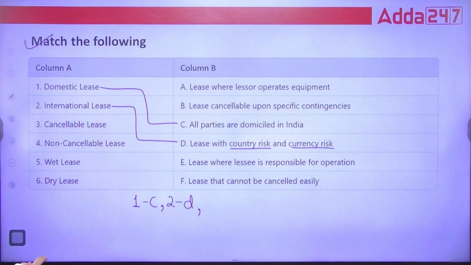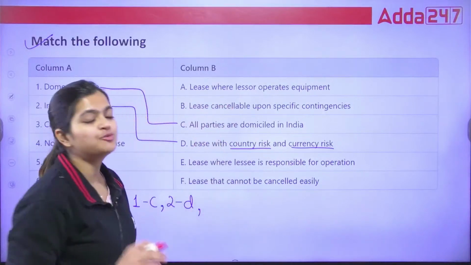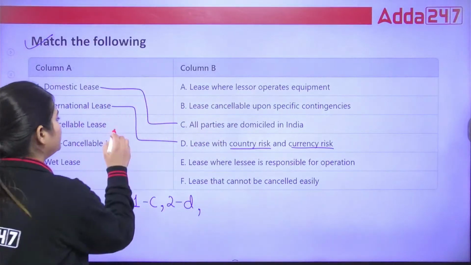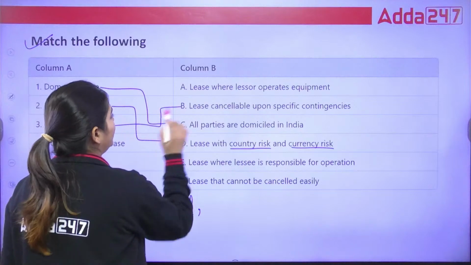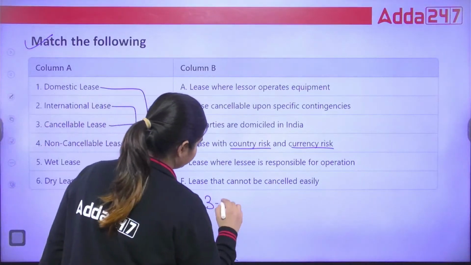Yes, for the third one, cancelable lease, your correct answer will be option B, which talks about lease cancelable upon specific contingencies. We have a few specific points, and upon that only you can cancel it. So the correct answer for third is your option B.